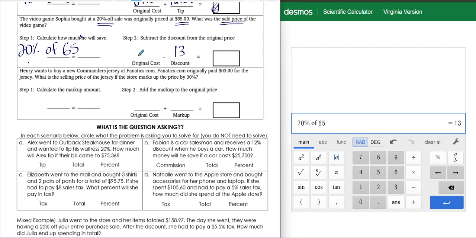The original cost was $65. This is the only time we're going to subtract. When we have a discount, we're saving that amount, so the price is going down by $13. So we're subtracting to find out that the price of the video game is going to end up at $52.